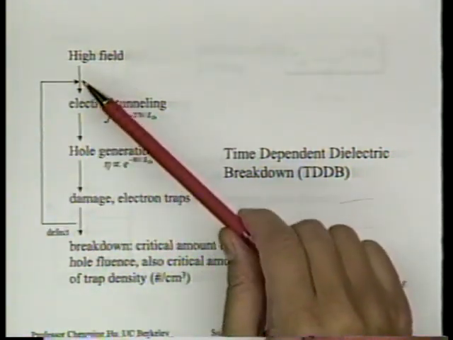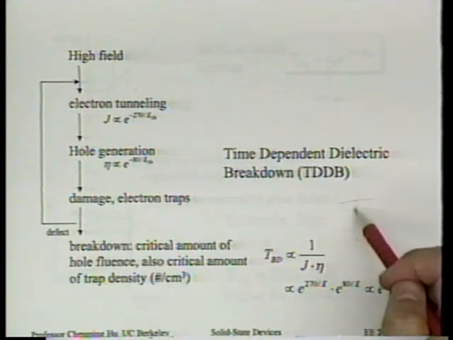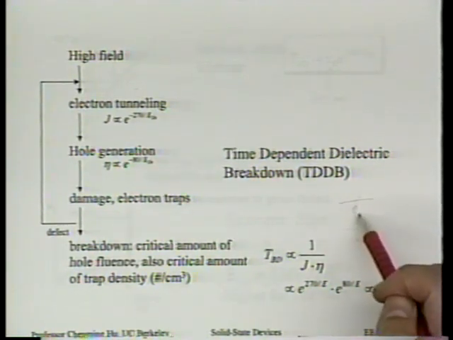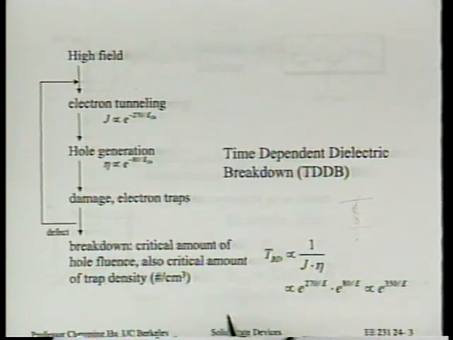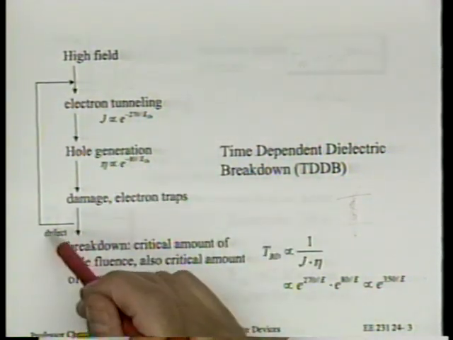There's feedback. If there's a path that has some traps, and therefore current density is larger, probably it's easier to generate other traps also, perhaps generate more damage. So there's a little feedback. And also there's a concept of defect.